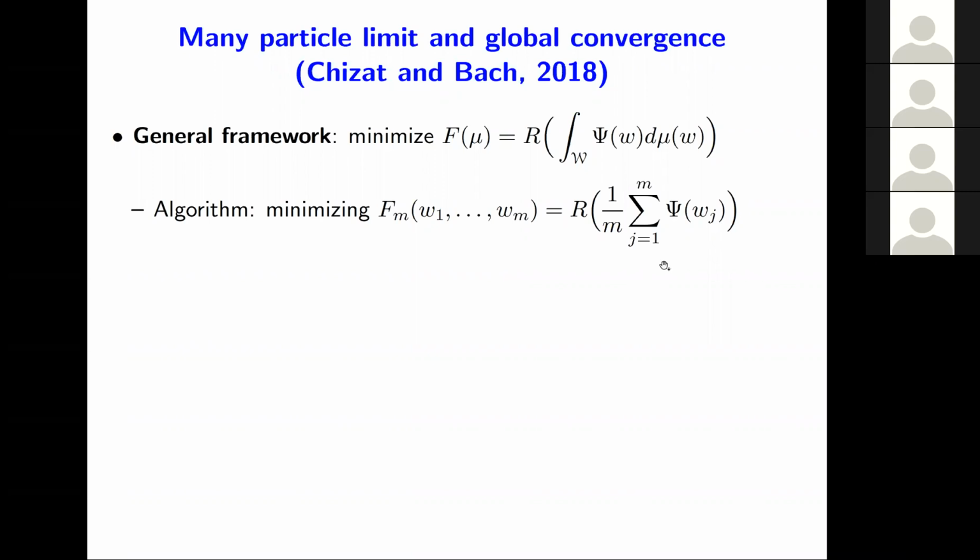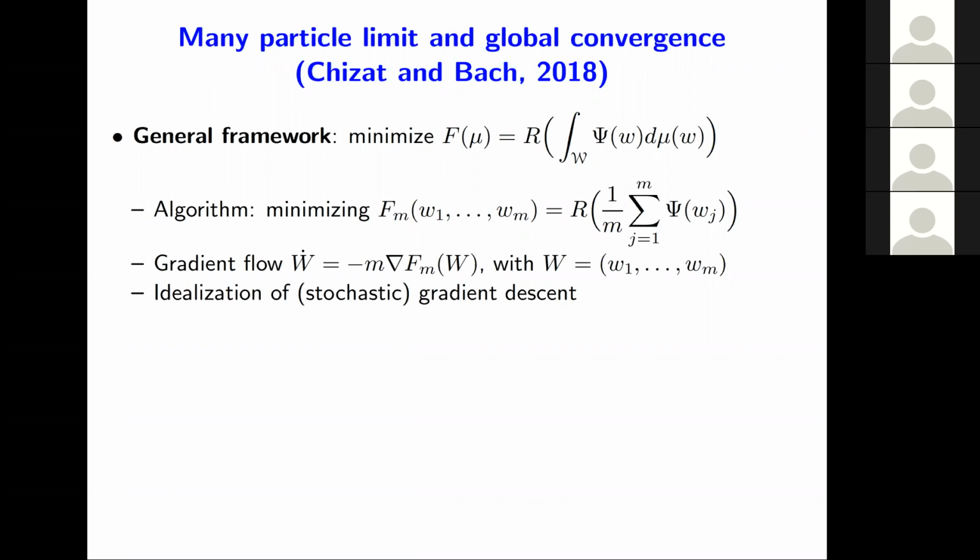So first, I'm not going to consider gradient descent because it's too hard. I'm going to look at an idealization of gradient descent when the step size goes to zero. This is known to be equivalent to the gradient flow. If you follow gradient steps with a step size gamma and gamma goes to zero, you can see the discretization or the Euler method for the ordinary differential equation. And that's why I'm going to analyze the gradient flow.